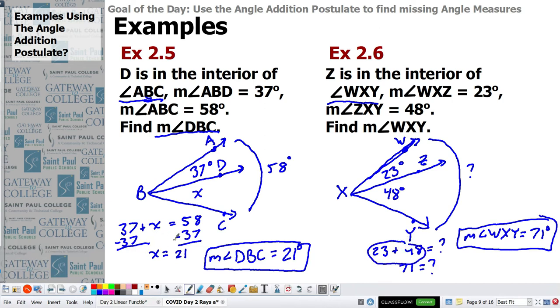Notice here I just had to add the numbers together, and in the last problem I had to do some subtraction, a little algebra. So make sure you're paying attention to whether they give you the two pieces and you're trying to find the whole, or they give you a piece and the whole and you're looking for the other piece.